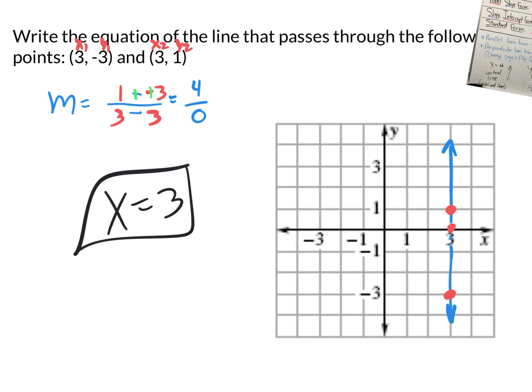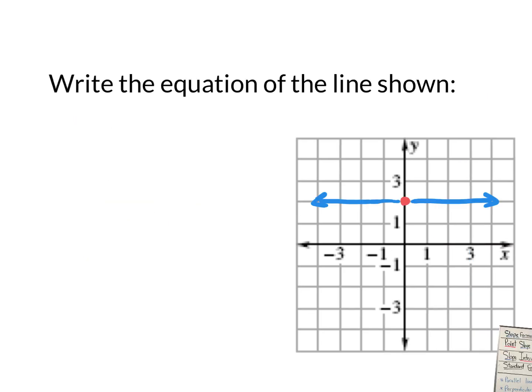What is the equation? It's x equals 3. So what's the equation of this one? This one's not vertical. This one's horizontal. It's pretty simple. If x equals a number is vertical, y equals a number will be horizontal, okay? This equation right here is y equals 2. Y equals 2, that's the equation.